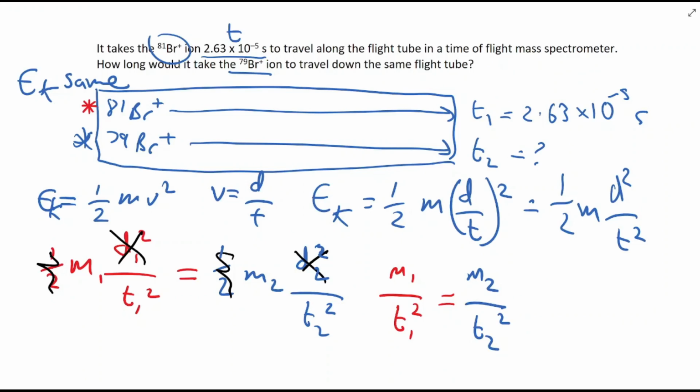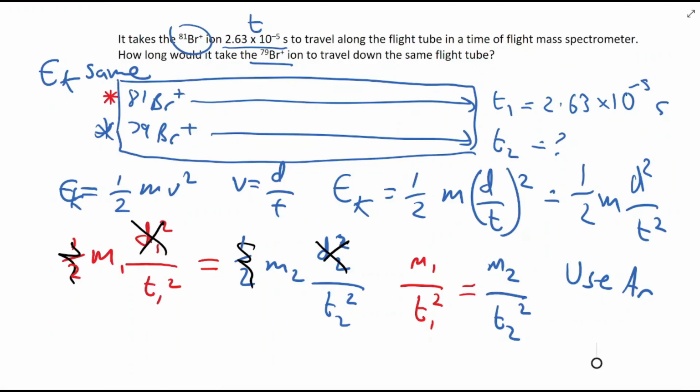Now this is a ratio arrangement, so I don't need to use the actual masses in kilograms. I can just use the relative atomic masses. Because this is a ratio of atoms, I don't need the actual mass, I can just use the AR. And if I've got the AR, then I can use that ratio between 79 and 81 to work out my time.